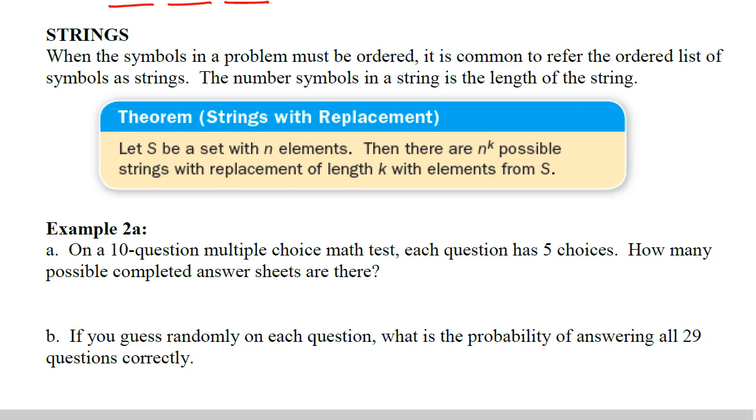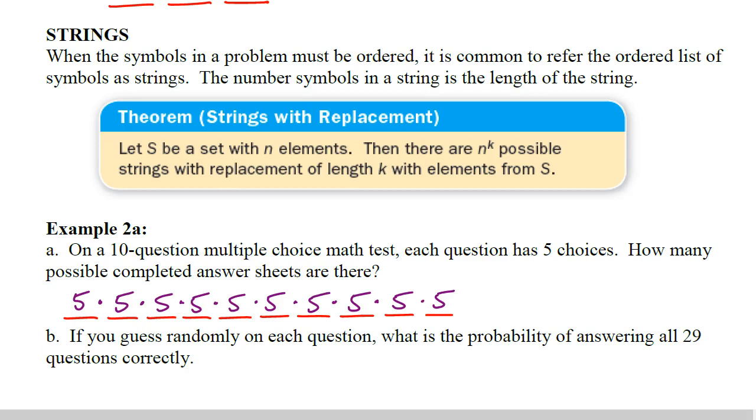Now we could tackle this problem the same way that we did with the previous examples and say, well, there are going to be 10 questions. Each of those questions has 5 choices. So we would multiply 5 times itself 10 times. Well, clearly, we could also use exponents here to say that we would have 5 to the 10th power. So how does this connect with the string? Here, the length of the string is 10.